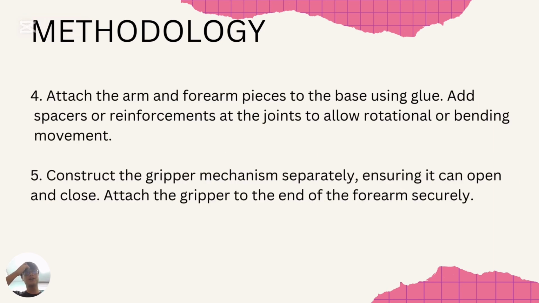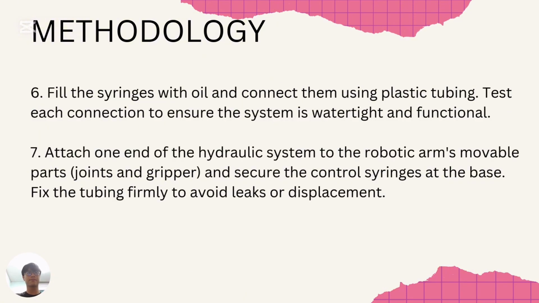For the fourth step, we should attach the arm and forearm pieces to the base using glue. Add spacers or reinforcements at the joints to allow rotational or bending movement. Then we should construct the gripper mechanism separately, ensuring it can open and close. Then we should attach the gripper to the end of the forearm securely.